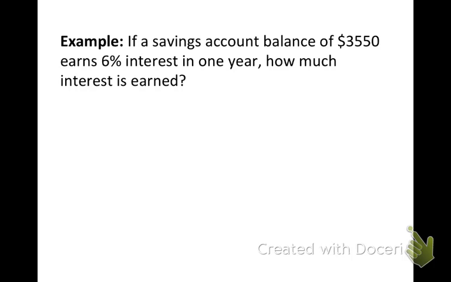Okay. So again, we're still dealing with our same equation. Part over whole equals percent. My question is asking me how much interest is earned. So is that the part, the whole, or the percent? The part, right? Your interest is part of your whole account. So I'm going to put an X at the top of my fraction. My whole amount of money is $3,550. And my percent as a decimal is 0.06. How do we solve for X?